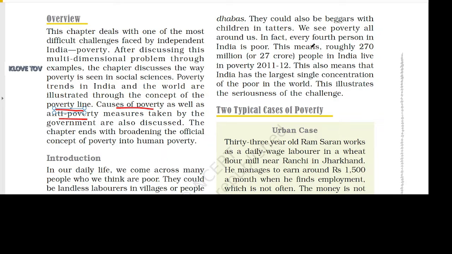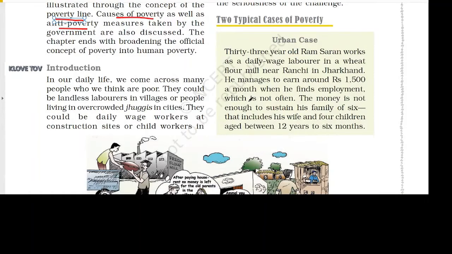In fact, every fourth person in India is poor. This means roughly 270 million or 27 crore people in India lived in poverty in 2011-12. This also means that India has the largest single concentration of the poor in the world. This illustrates the seriousness of the challenge. Two typical cases of poverty.